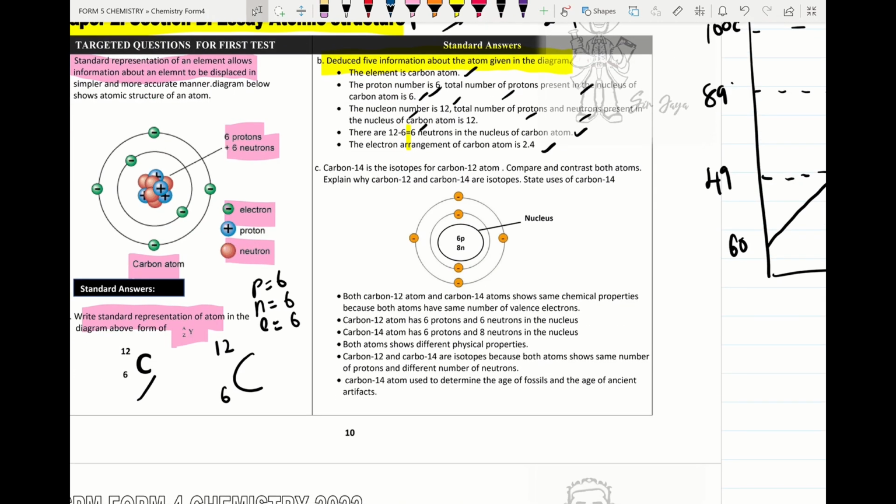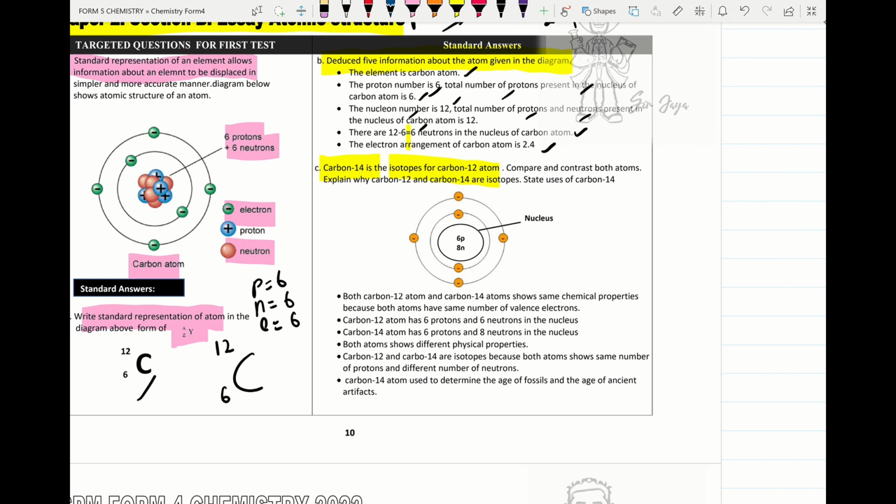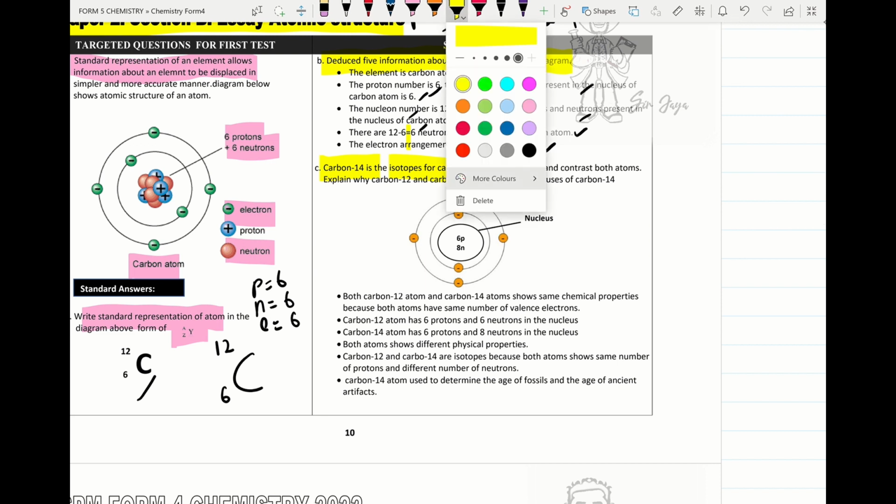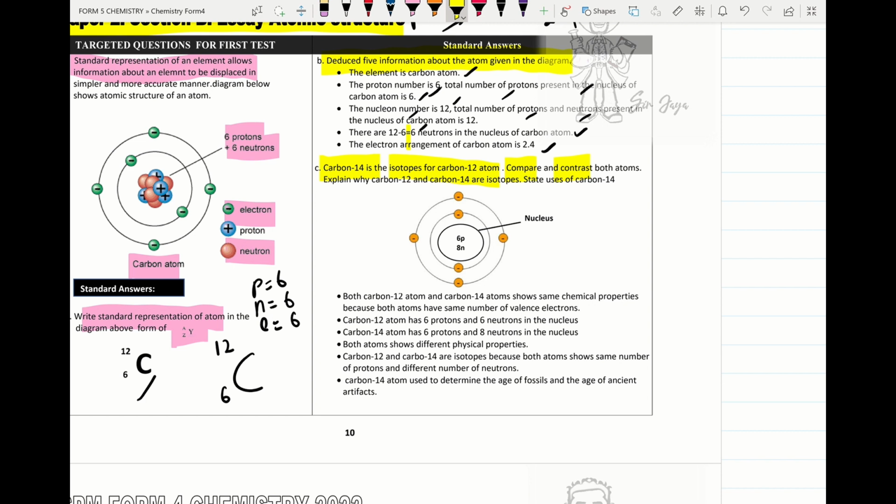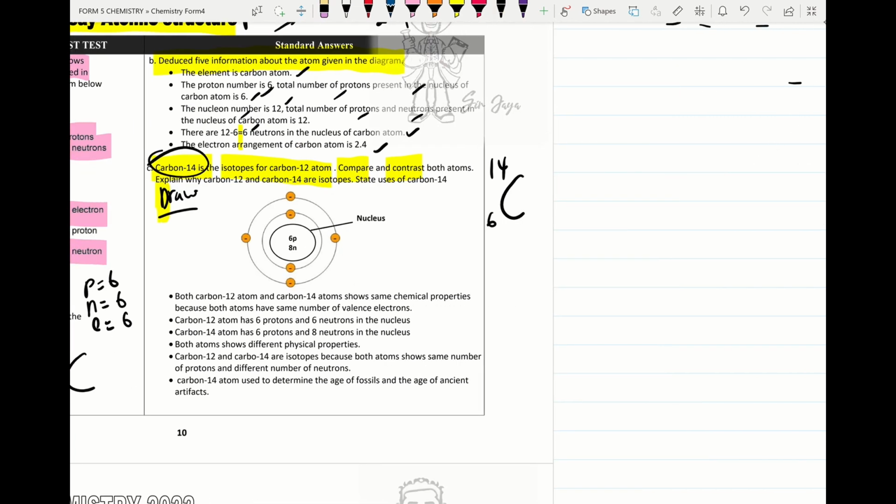Alright, now we try to check another question. Carbon 14 is the isotope of carbon 12. Compare and contrast both atoms. When they say compare and contrast, please write one similarity and one difference. They also ask us to draw the carbon 14. Please remember carbon 14 has nucleon number 14, but the proton number remains the same. So it has how many particles? We write down PEN. The proton will be 6. A neutral atom has electrons the same as protons, which is 6. Then 14 minus 6, this will be 8.